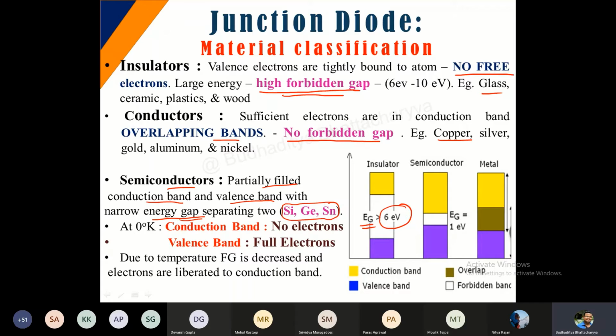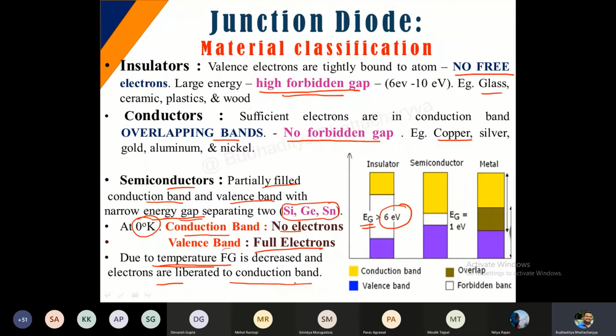Now, if you observe very carefully, the beauty of it is that in the conduction band there is no electron at 0 degree Kelvin, but the valence band is full of electrons. Now, if temperature changes, due to temperature the Eg, the forbidden band gap, is decreased and electrons are liberated to the conduction band. So it is a kind of switch on-off process, if you observe carefully.